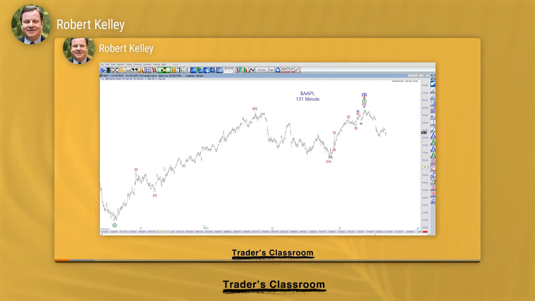All right, so here's a screenshot of the Trader's Classroom from January 17th, where I changed the degree here. 1, 2, 3, 4, 5 up, complete. It just took out that high. And the count at the time was an intermediate wave 3 top, which would imply a very sizable decline to come, which we'll take a look at in the larger count here.